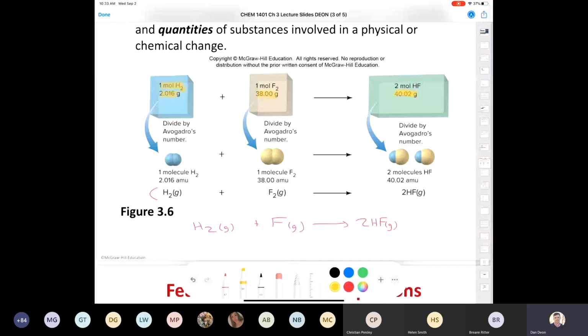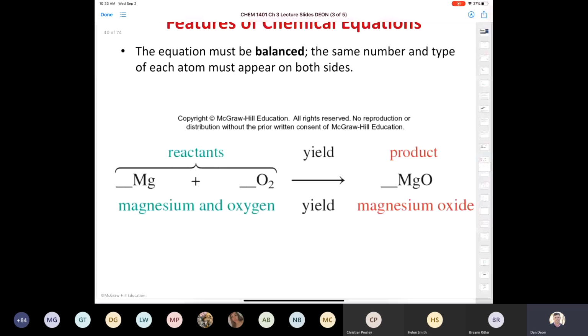If we divide those masses by Avogadro's number, okay, that's what's being done here, we see that we have 1 molecule of hydrogen reacting with 1 molecule of F2, and we end up producing 2 molecules of HF, okay? And this is a balanced chemical equation based off the law of conservation of mass, that we cannot create or destroy matter. Look, we started with 2 hydrogen atoms here. We started with 2 fluorine atoms. Well, that's how many we have over here. An equation must be balanced. That means we have the same number and type of each atom on both sides.